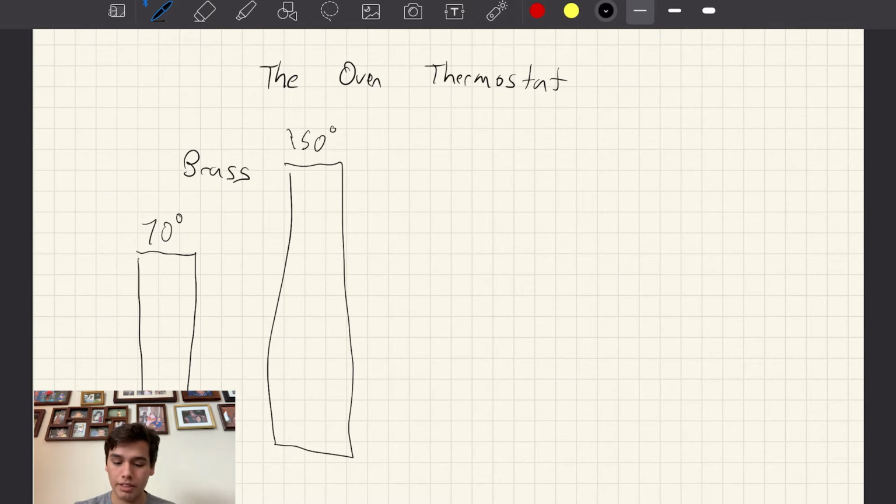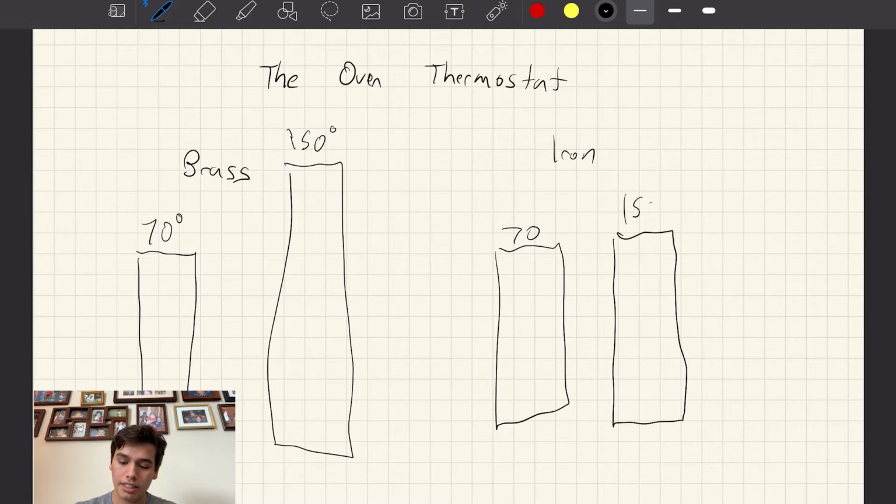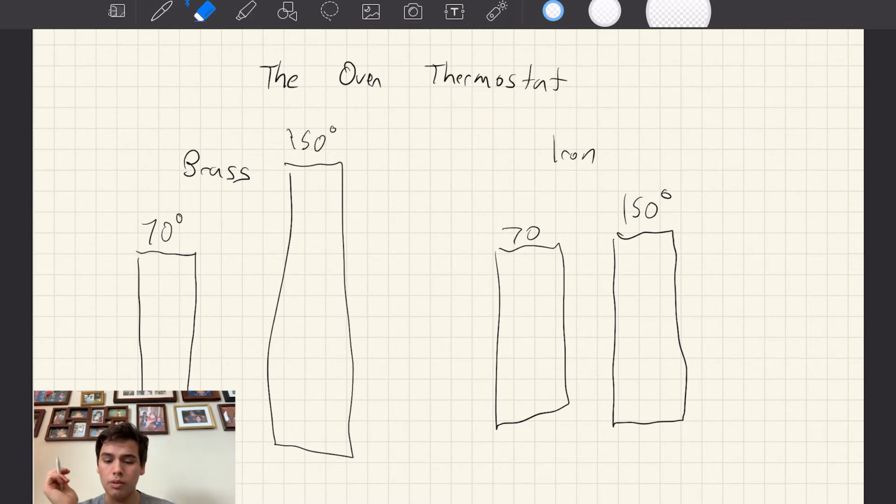Now, we may have another piece of metal, like steel, for example, or actually, even iron, where this is it at 70 degrees. And it's going to expand a little bit, but it's not going to expand nearly as much as the brass did. And this is the basic concept that we need to understand when we're talking about how exactly the oven thermostat works: depending on the type of metal, the expansion at certain temperatures is different.